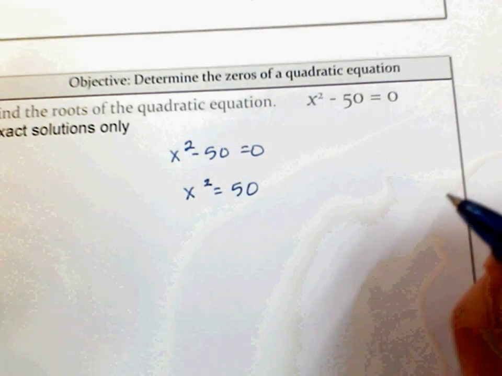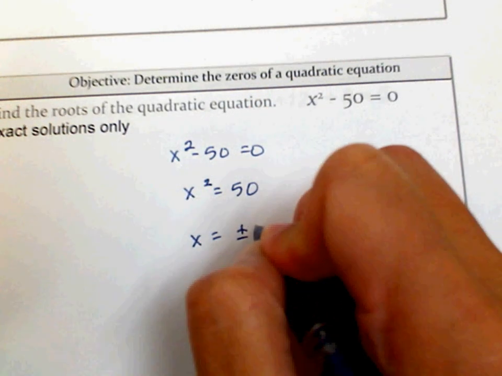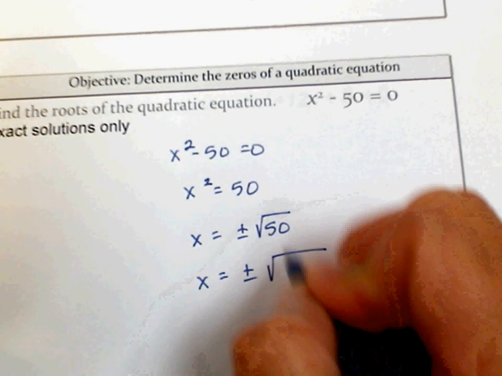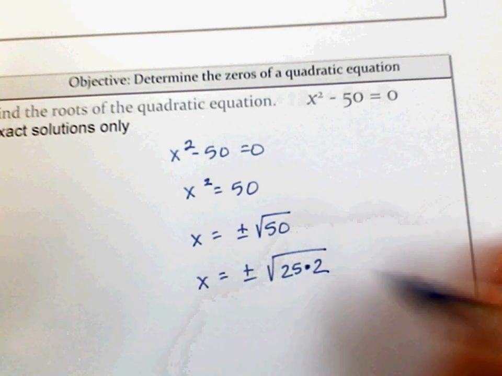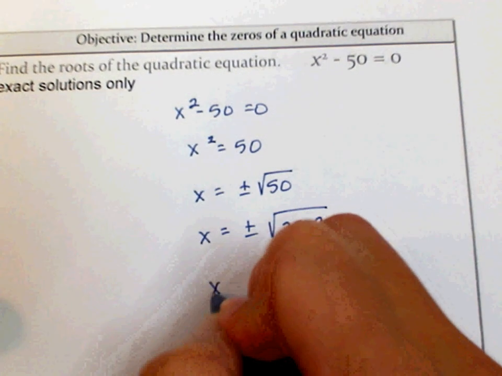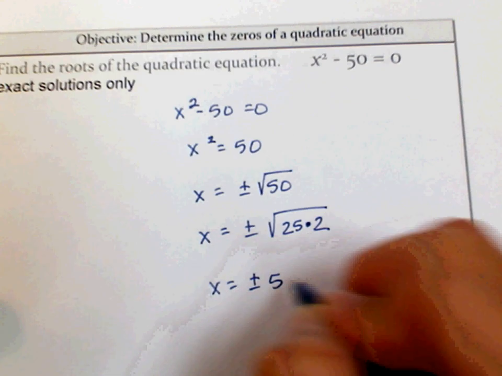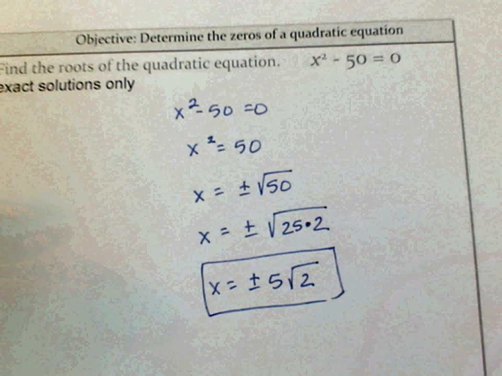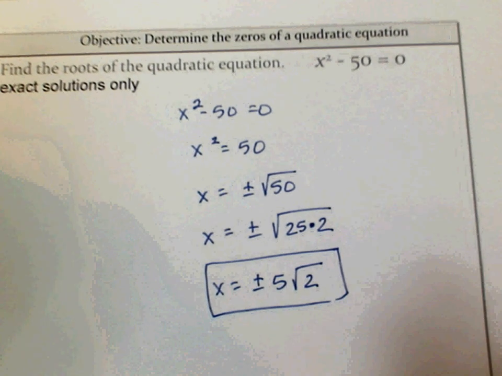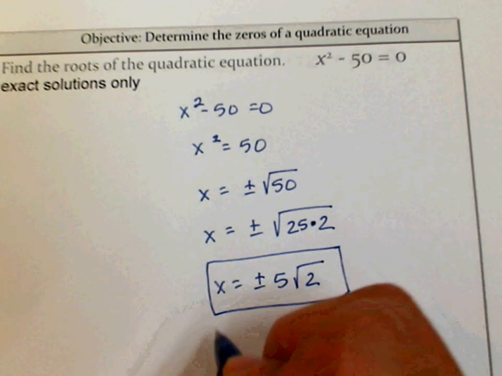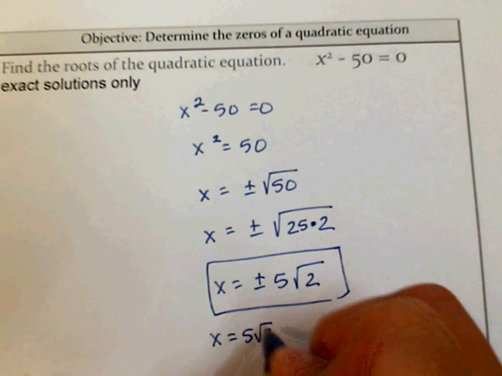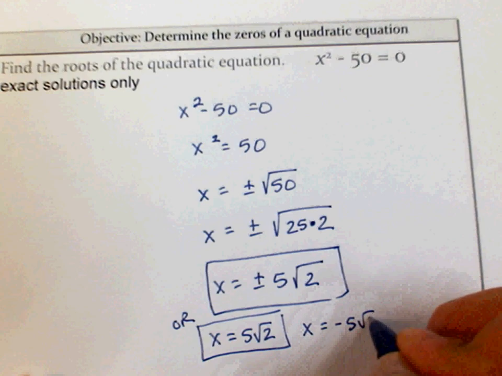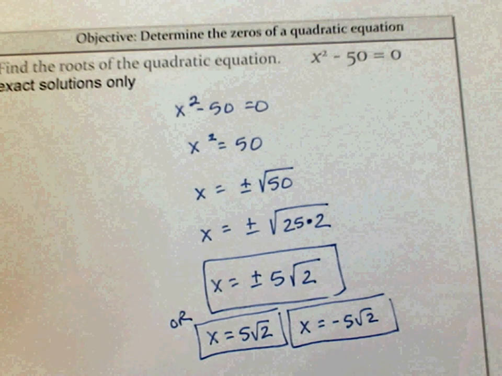Square root of 50. What's the square root of 50 the same thing as? Well, that's 25 times 2, right? What's the square root of 25? Positive 5 is going to come out, and the 2 has to stay home. There's your two solutions. One's positive, one's negative. You can write it together like I have, or you can separate them like down here. The choice is yours. Together, separate. It doesn't matter.